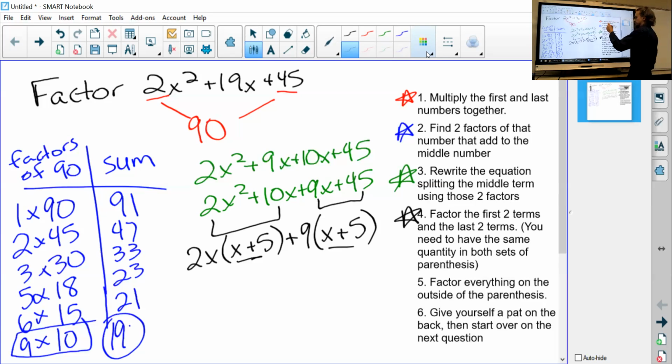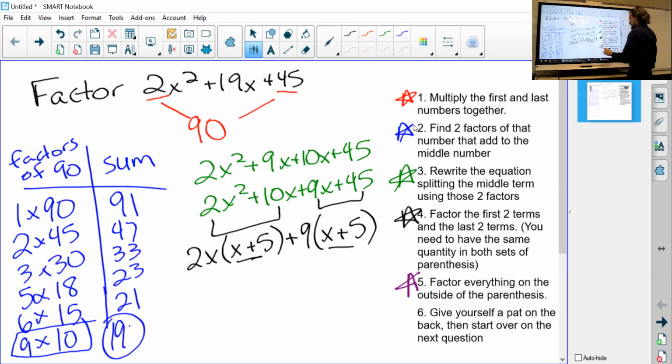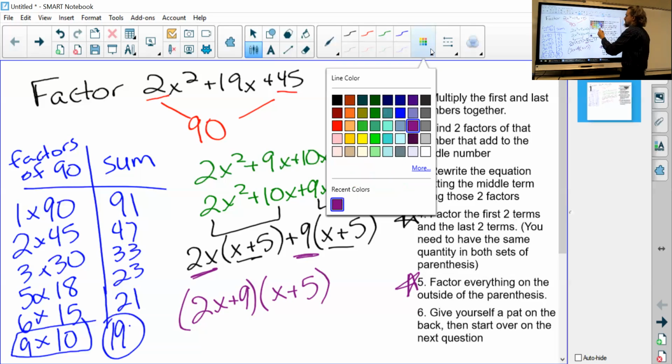Okay, almost there. Last big step. So just want to factor everything on the outside. So we have x plus 5 and x plus 5. So we can actually factor out the rest. So I'm going to take 2x plus 9, and I'm going to put that in its own set of parentheses on the outside of x plus 5. Okay? And what we have there is we have our correct answer.